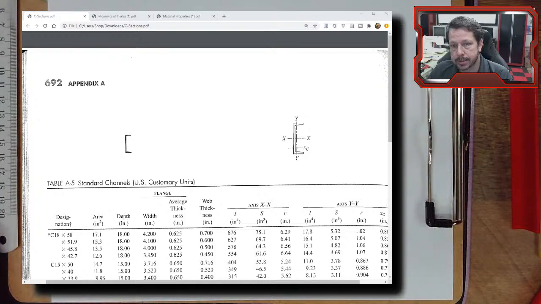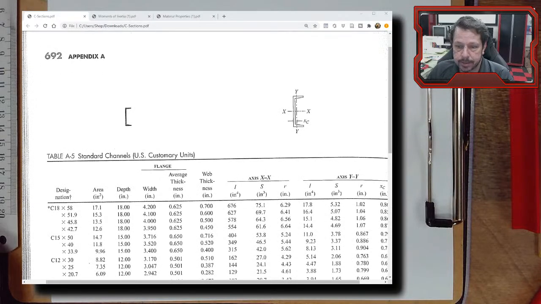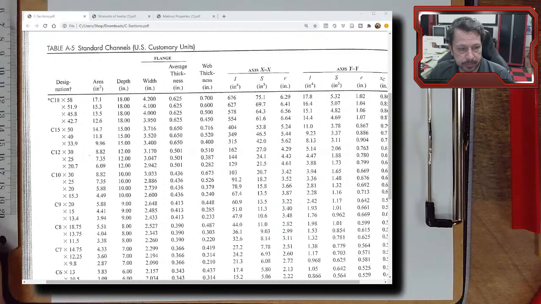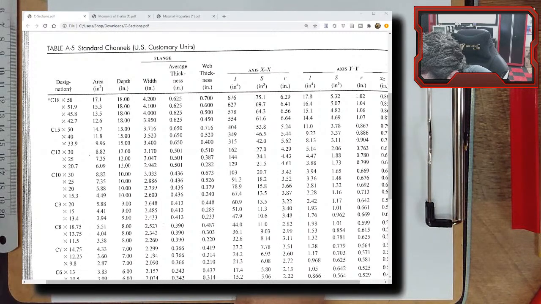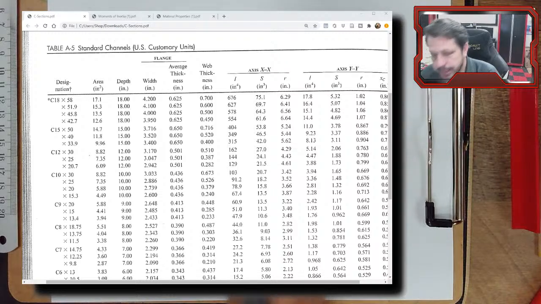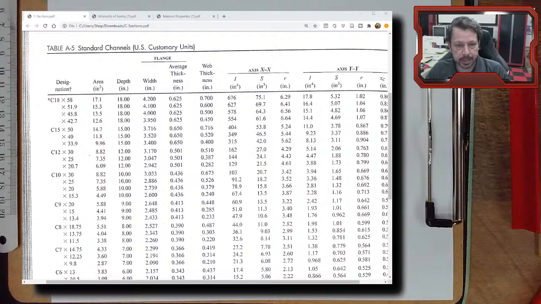So the loads are actually going to be parallel to the x-axis and perpendicular to the y-axis. So I need the perpendicular orientation. I need the axis YY data, which says that the moment of inertia for a C10 by 30 is 3.94 inches to the fourth. If I wasn't careful about that, and I used the XX like I normally do, I would have used 103, so 30 times more than I needed to.